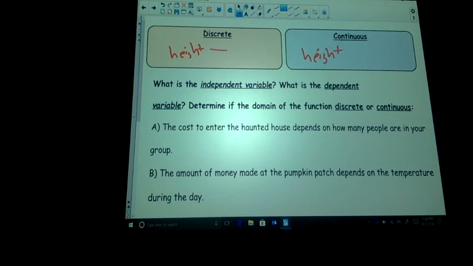So the kid who grew here went from 1 foot tall to 2 foot tall to 3 foot tall, etc. The kid here was like, 1 foot, 1.0001, 1.002, kind of growing. So continuous kind of just flows all the way through. Discrete would be like if you were just counting by whole numbers. Independent versus dependent. These are your x values versus your y values.